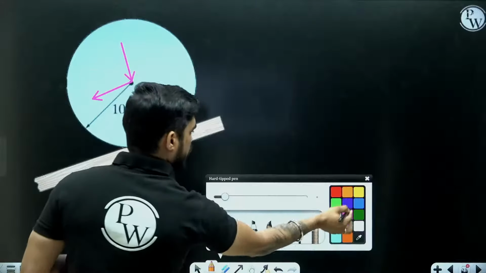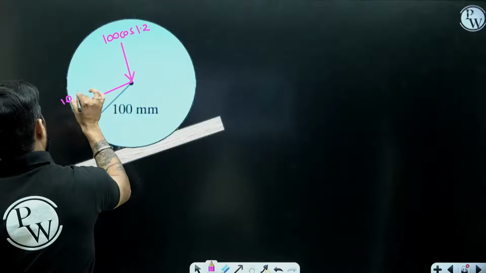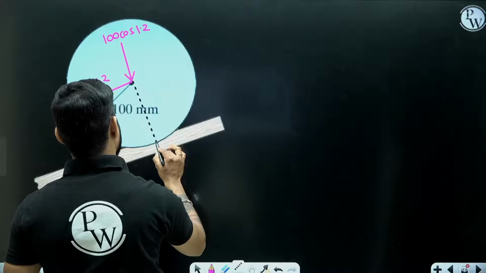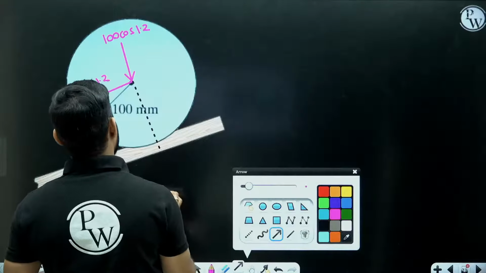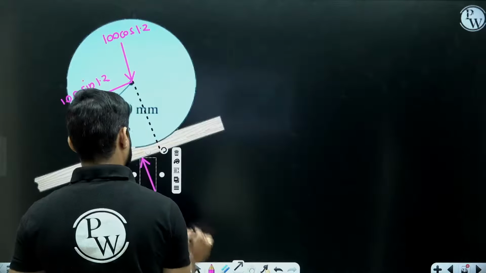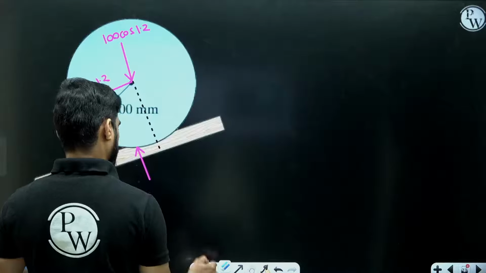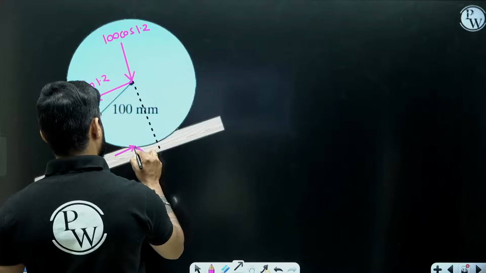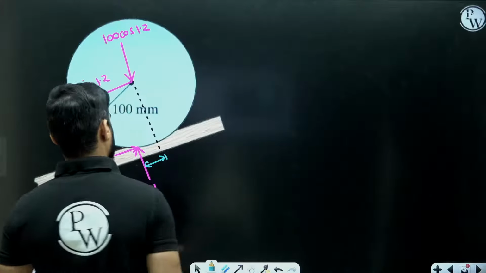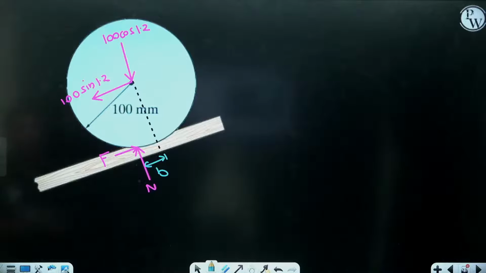Now understand this. 100, this will be the cos component, na? So it will be 100 cos 1.2 and 100 sin 1.2. Normal force will shift. So it is actually rolling towards left, na? So it will shift towards left only. So this is the normal force N, and friction force will be opposite to the motion. So this will be F. Okay. So what is this distance? This distance is B, which is not given actually.